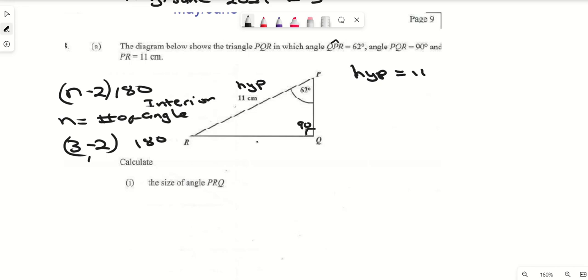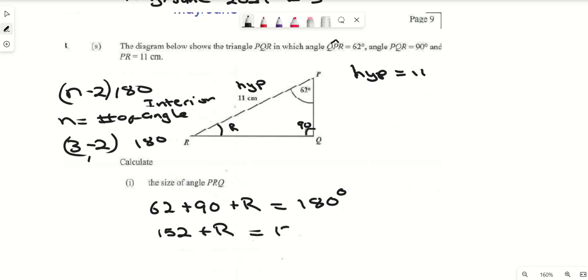So if they ask for the size of angle PRQ, that is this angle here, we'll label it R. When we add everything up here, it's supposed to be 180. So it's going to be 62 plus 90 plus R is equal to 180 degrees. And 62 plus 90 is 152. So 152 plus R is equal to 180. We want to make R the subject, so we carry across 152. So R is equal to 180 minus 152.